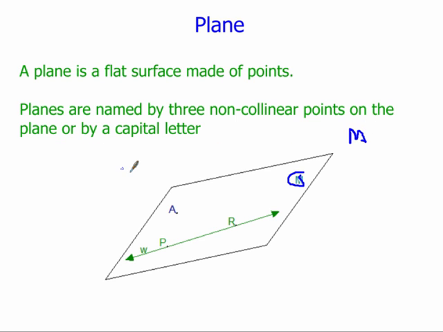Or we can name it by 3 points that are not all on the same line. Here, A is not on the same line as P and R. So I could name this plane A, P, R. All right, so those are my 2 options for naming a plane. They can either be a capital letter, like capital letter M, or 3 non-collinear points, A, P, R. All right, and planes are pretty important. We'll be doing a lot of work inside of planes this year.